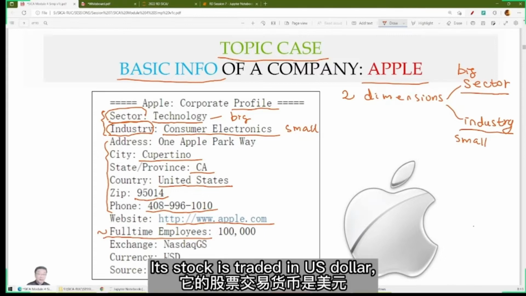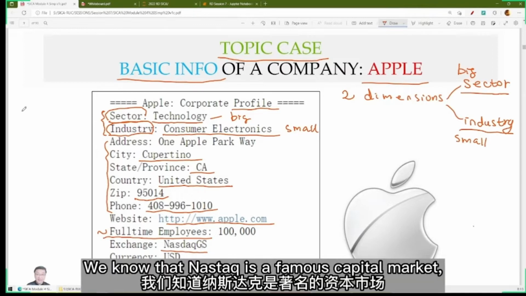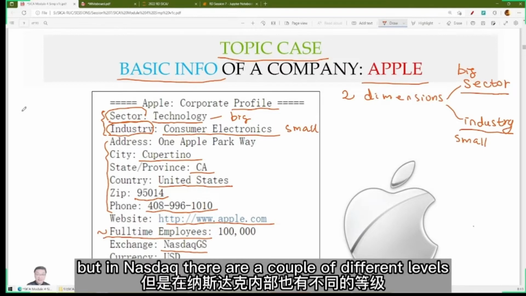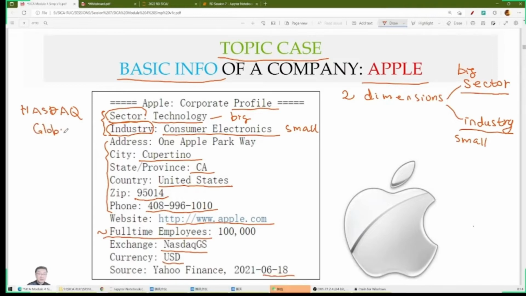Its stock is traded in US dollars, and the exchange is Nasdaq GS. We know that Nasdaq is a famous capital market, but in Nasdaq, there are a couple of different levels. The first level is called the Global Select.